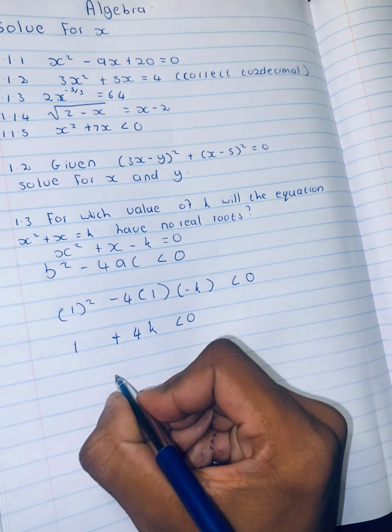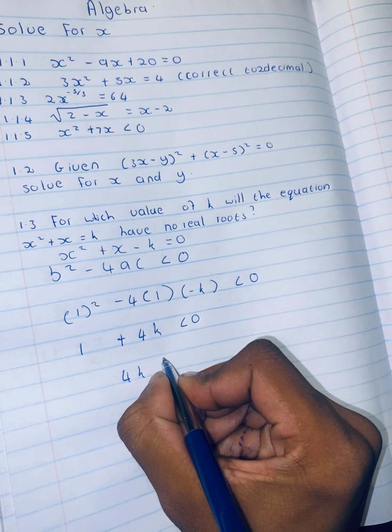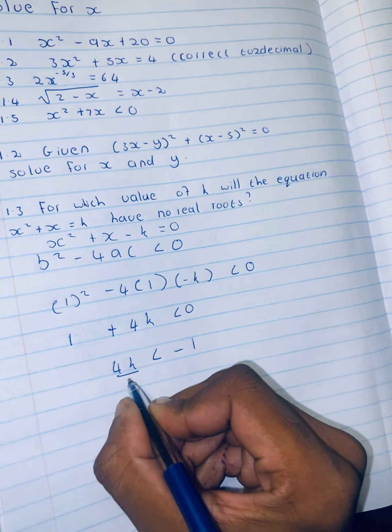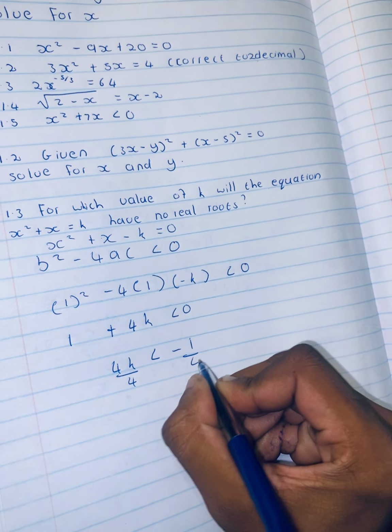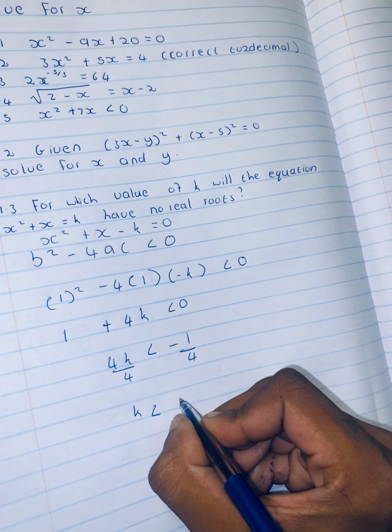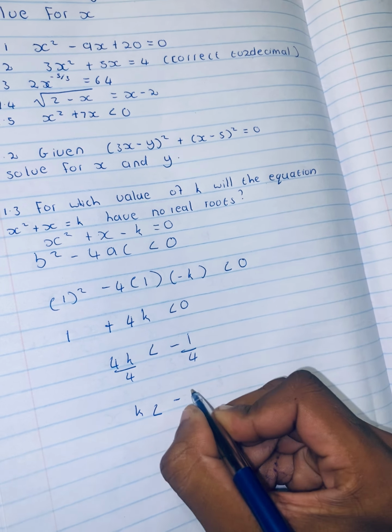So we transpose this one to that side. We have 4k is less than negative 1. And then we divide both sides by 4. So for this to have non-real roots, our k must be less than what? Must be less than negative 1/4.